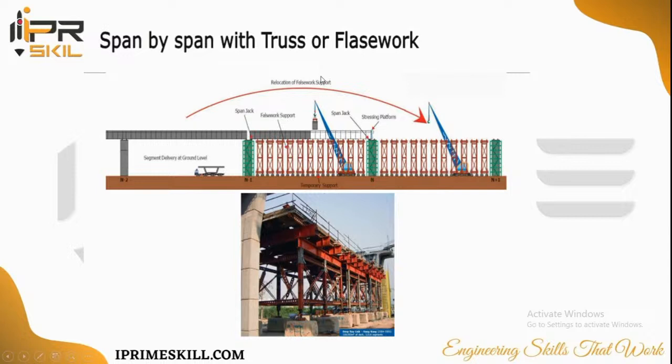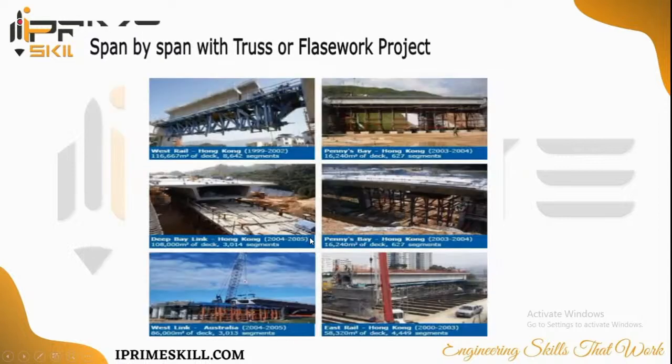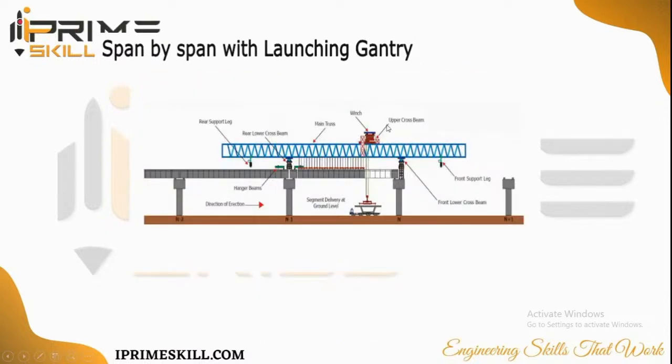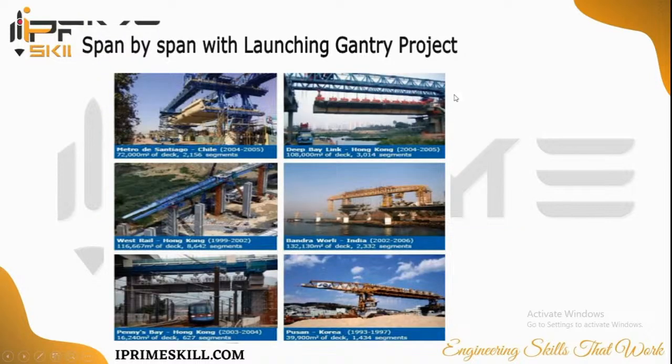This is span by span truss work, steel. How they are erecting truss by truss, span by span. They are erecting these I sections. So this is a picture of the Hong Kong bridge. So lots of bridges are available. You can just go through this. All these are truss bridges. Then there's span by span with launching gantry girders. So span by span, they will try to attach and then they will fix it.